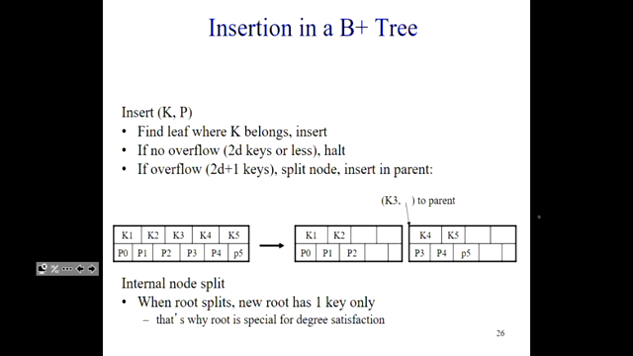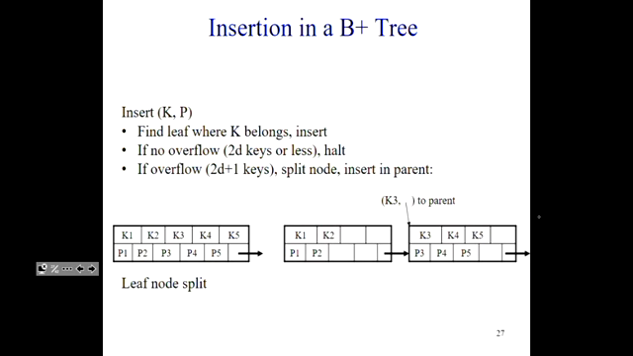So, for internal node split, when the root splits, the new tree has one root only, right? So let's say this was the root and it was filled up, and you added yet another key to it. It's going to split into 2. One key will become the new root, and therefore the new root has only one key, right? So the root is special for this degree satisfaction condition. All other nodes have to satisfy this condition that they have at least D.